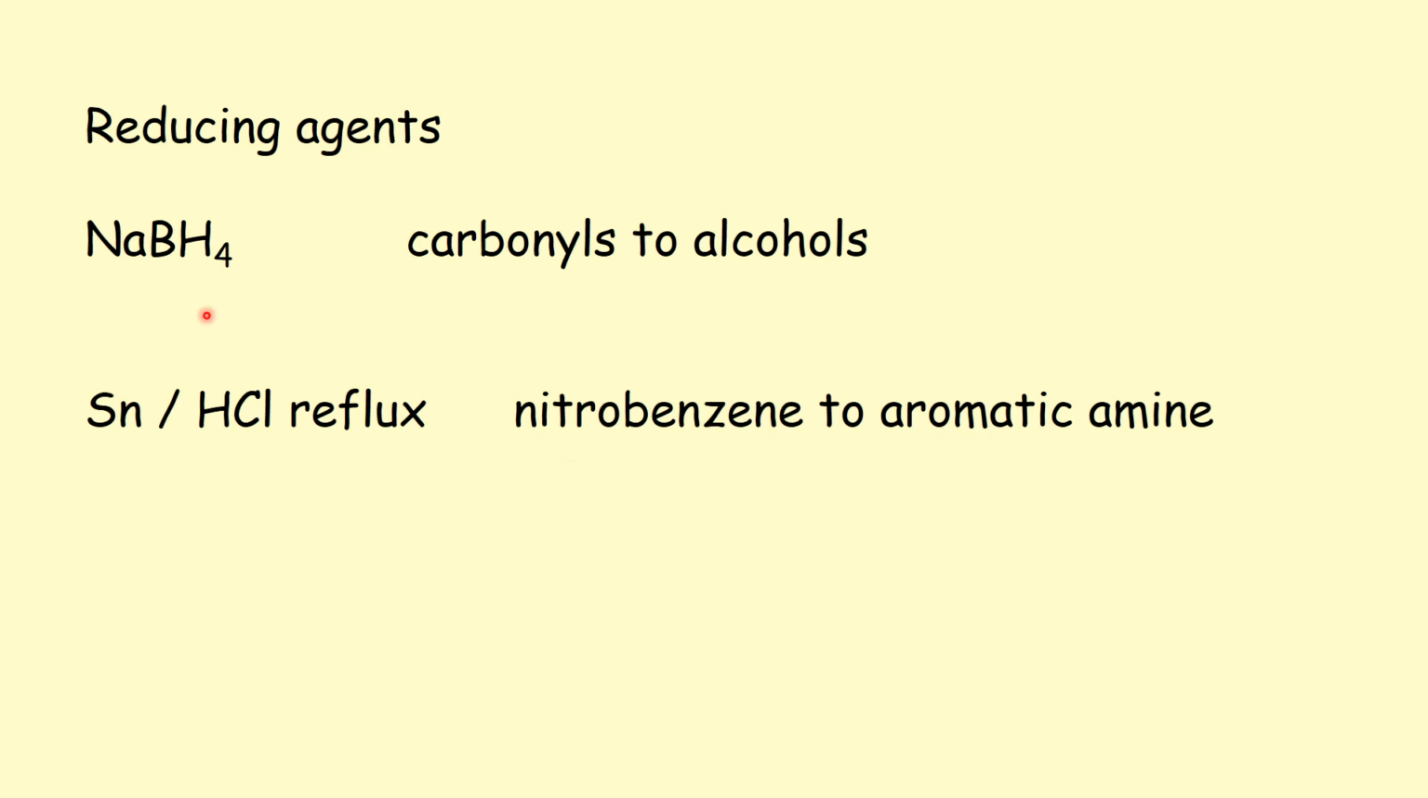Here is your revision slide. We've come across NaBH4 to turn carbonyls to alcohols, aldehydes to primary alcohols, ketones to secondary alcohols. This is the second reducing agent that you have to remember, which is tin and hydrochloric acid reflux to make nitrobenzene into an aromatic amine.